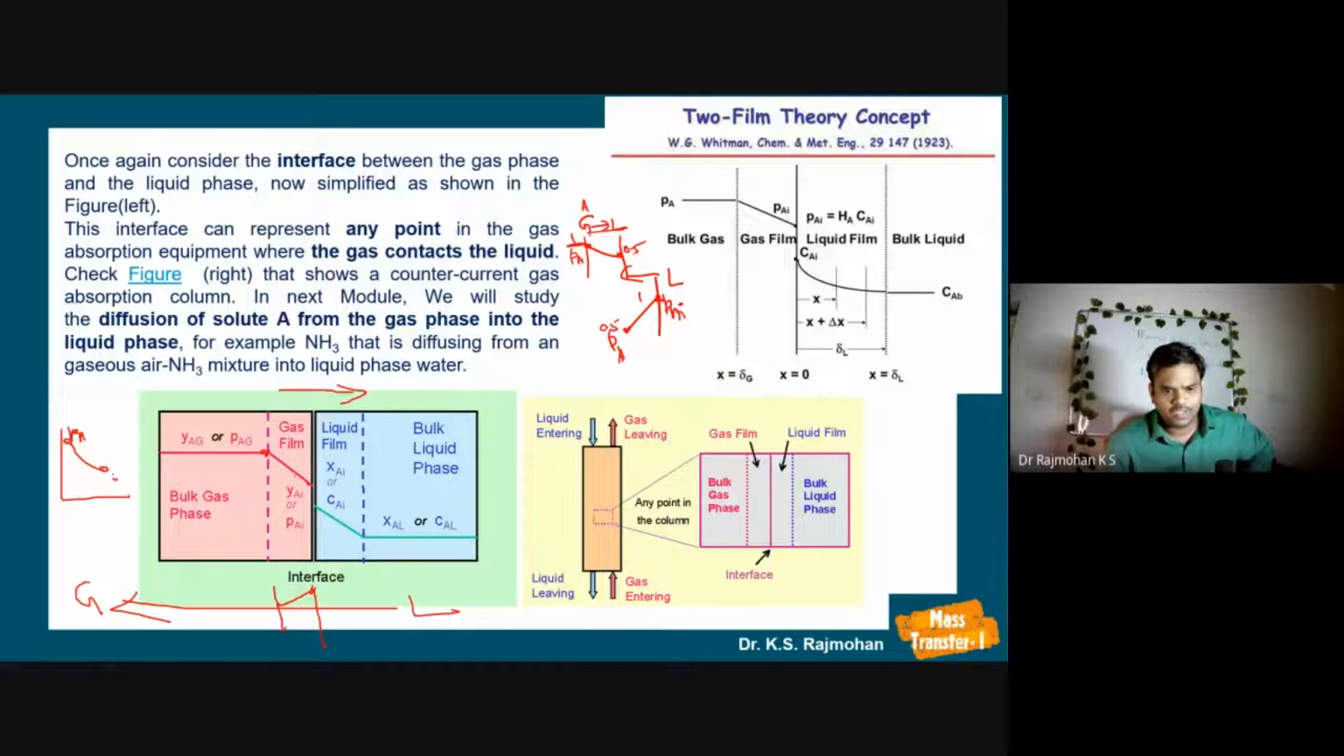In the liquid film, we have a corresponding profile. As I said, one of the assumptions in two film theory is that YAI and XAI are in equilibrium. So if the relationship is Y star equal to Mx, what is the Y star value? That is the value at the interface, and the corresponding X value can be obtained if you know this constant.